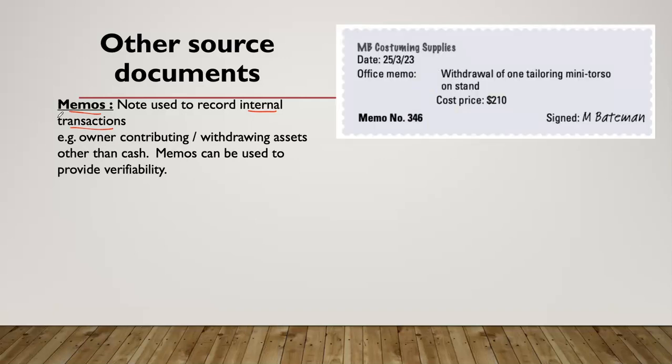For example, here is a memo. It looks quite simple. My business MB Costume Supplies has withdrawn 1 tailoring mini torso of $210. I have done drawings of $210 of inventory. Now that's an important thing due to the entity accounting assumption. I must record this. So I'm going to have to record, for example, inventory going down, being an asset, and my owner's equity going down because of drawings. And that allows me to do this. I have some evidence for this.